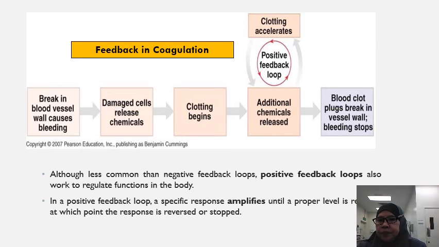Okay, you will learn about coagulation or clotting factors again in another subject, in the immune system, which I'm going to explain in the next few coming lectures.